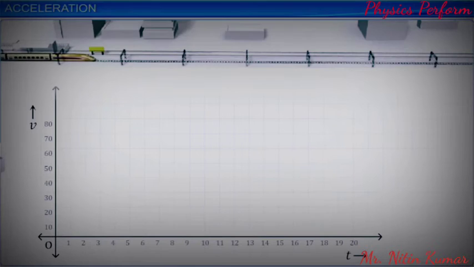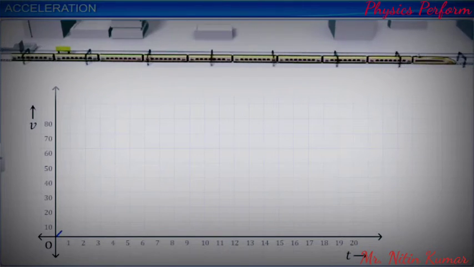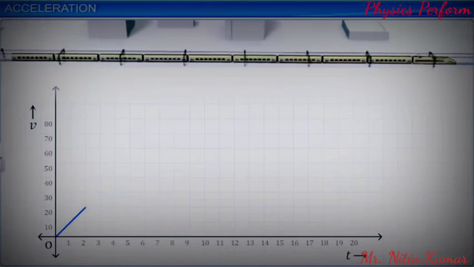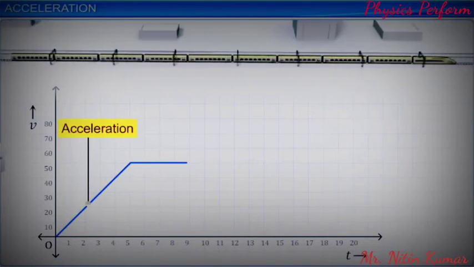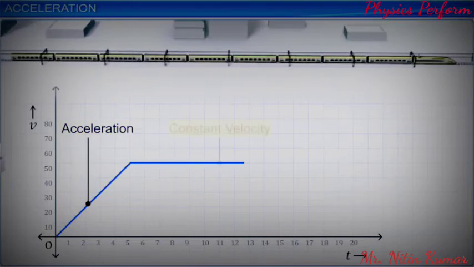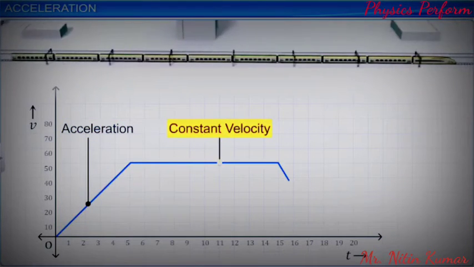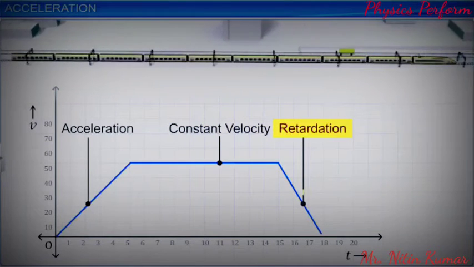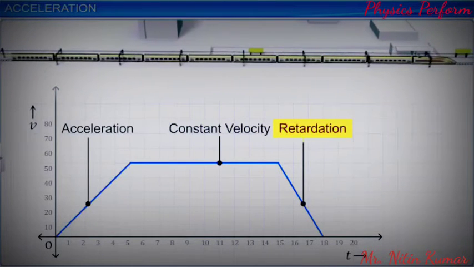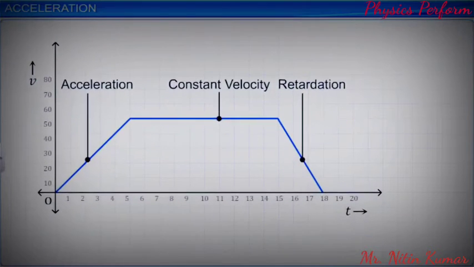When you observe the motion of an electric train, you find the train picks up high speed even before leaving the platform. The train travels at constant high speed until it approaches the next station. There is a sudden drop in speed when it enters the station till it finally stops.